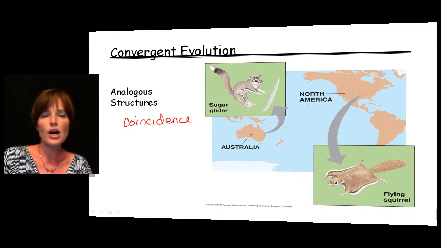So not all structures that look the same in two different organisms can be considered homologous. Homologous structures would be structures that are due to having a common ancestor that had that structure also, whereas analogous structures evolved independently, and just by coincidence, these structures happen to look the same and maybe play the same role or function in these various organisms.